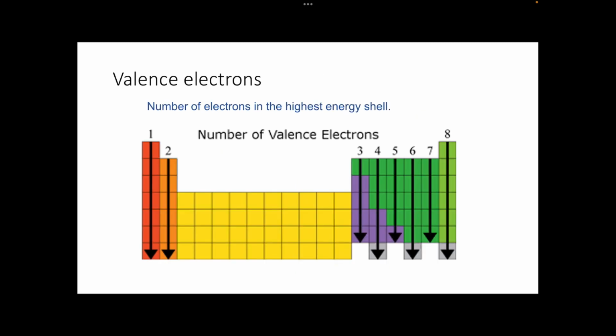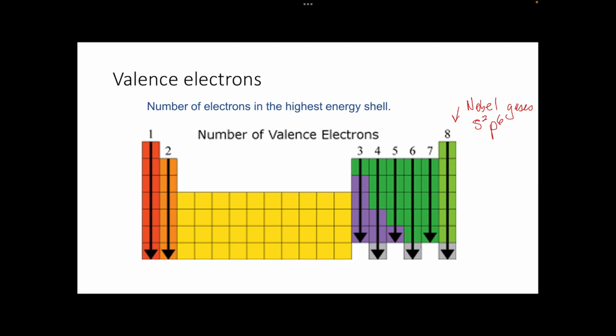Valence electrons are the number of electrons in the highest energy shell. If you remember back to our electron configurations and orbitals, it's going to be the number of electrons in the highest shell, going from 1 to 8. The noble gases right here have a total of 8 electrons in their outer shell. This means that they have the ending configuration of s2p6, and that's 8 electrons in the very outer highest energy shell.